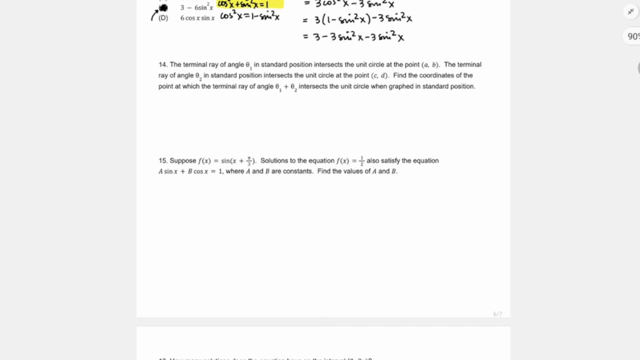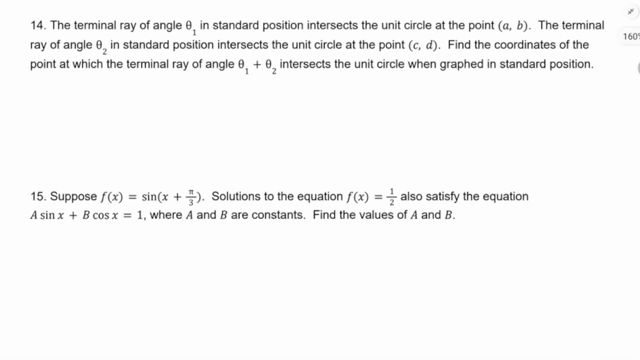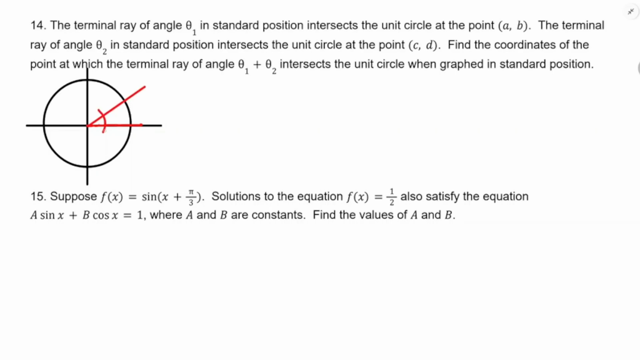Now I think, oh nope, there's still more. So the terminal ray of angle theta 1 in standard position intersects the unit circle at A and B. Alright, so I'm going to just draw theta 1 real quick. Theta 1 looks like that. And the intersection point they said was A and B. What I know for sure is that A equals cosine of theta 1 and B equals sine of theta 1.